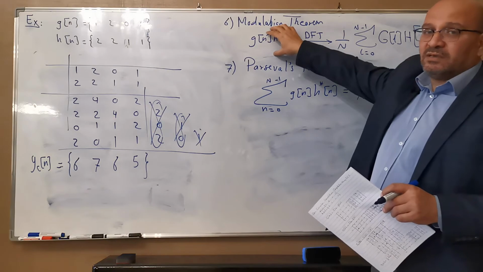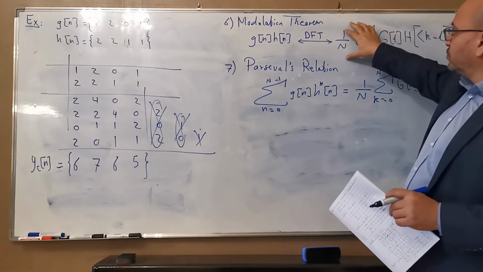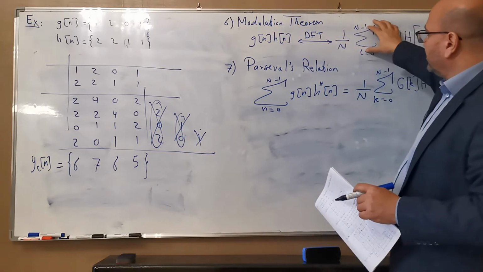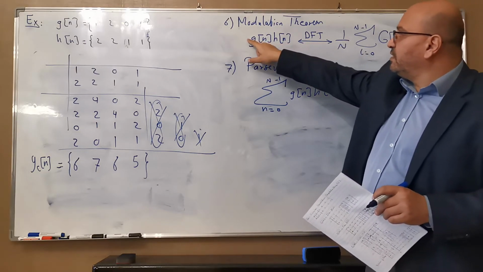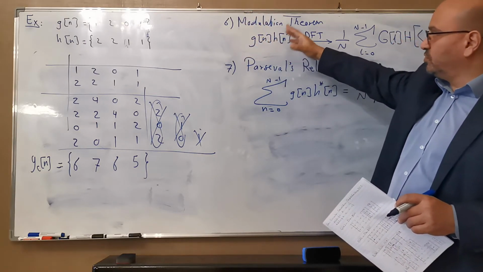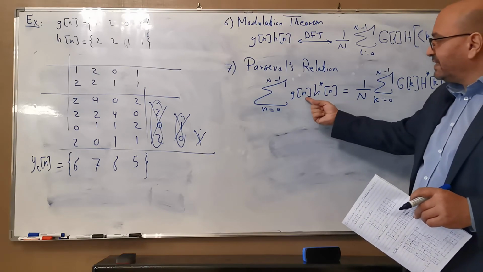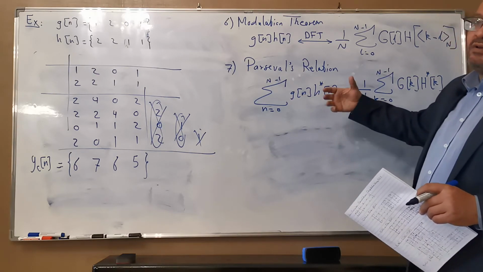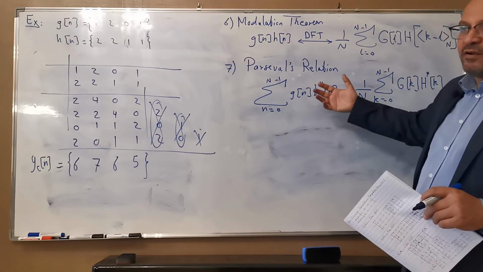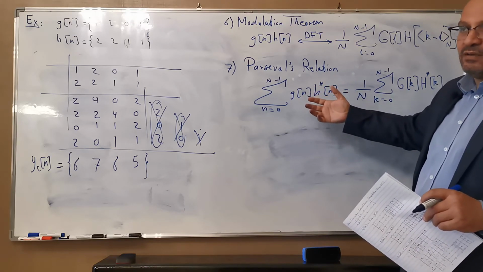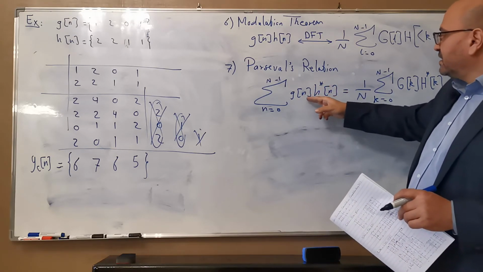This is a sequence here. So you have a sequence, you have a sequence. g of n times h of n equals some y of n, which is the modulation, the multiplication of those two sequences. But here, this is the inner product. If you think of vectors, the inner product of vectors is a scalar quantity. And this is the same.